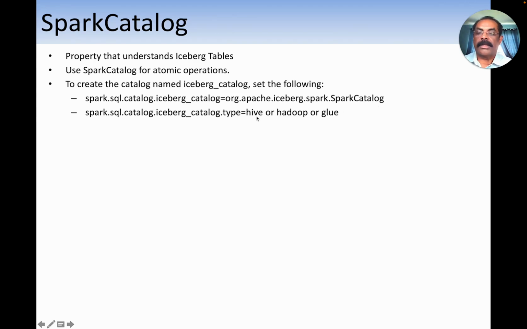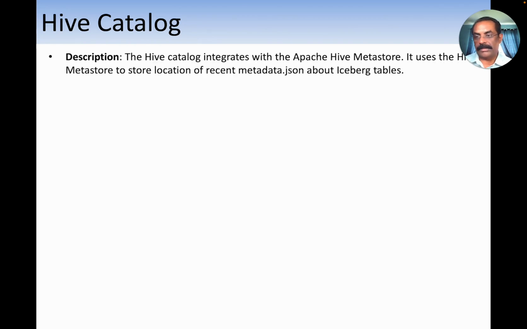Now the catalog type can be Hive database, right? Hive Metastore or Hadoop, but of course, as I said, Hadoop is meant mostly for testing, or it can be Glue, right? We can discuss Glue, which is the Hive version of it. Okay. So remember this, full-fledged Iceberg tables are managed through Spark Catalog. Okay. Let's review various catalogs.